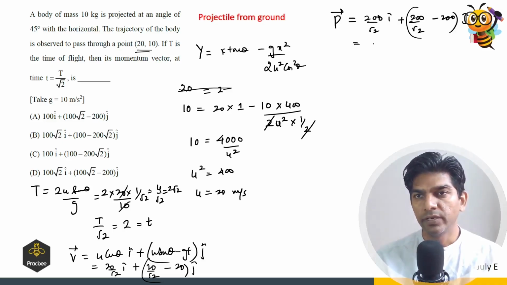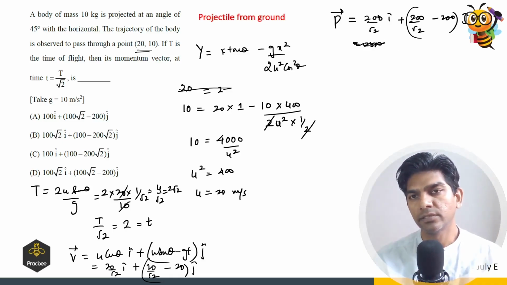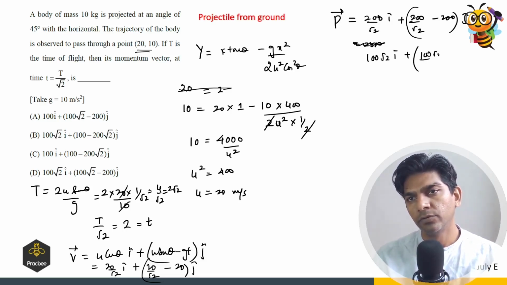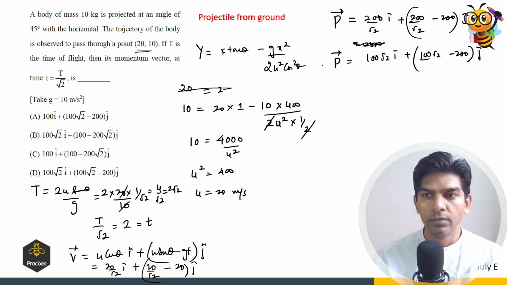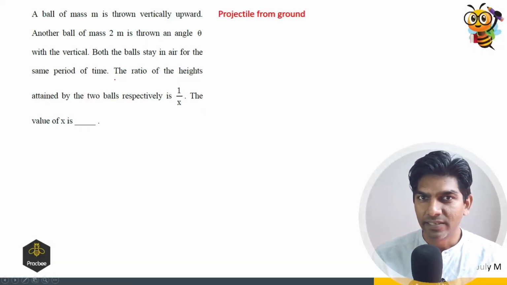Okay, so let us simplify this. So 200 by root 2 will be common. Let us rationalize the denominator. So we can write this as 100 root 2 i cap plus (100 root 2 minus 200) j cap. So that is the momentum vector. So if you look at the options, option D is the right answer. Now let us see the next question.